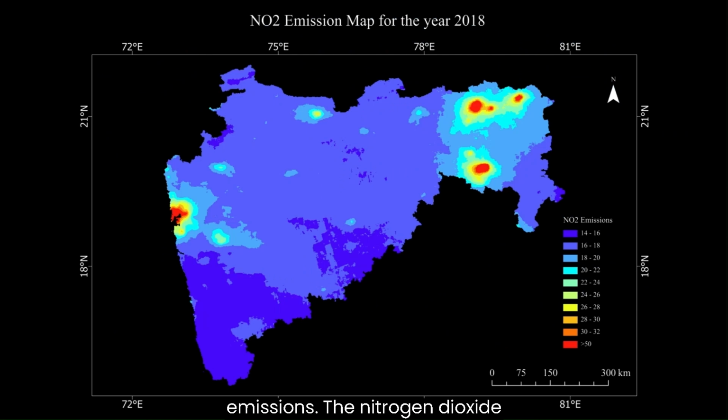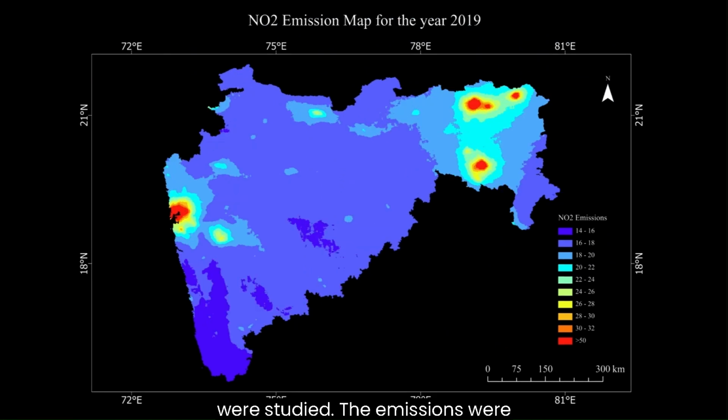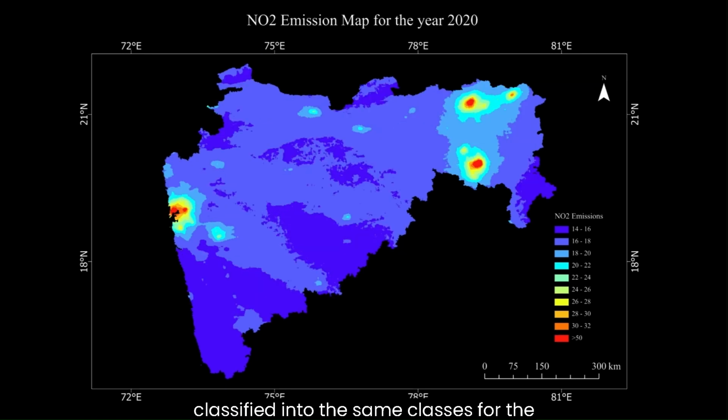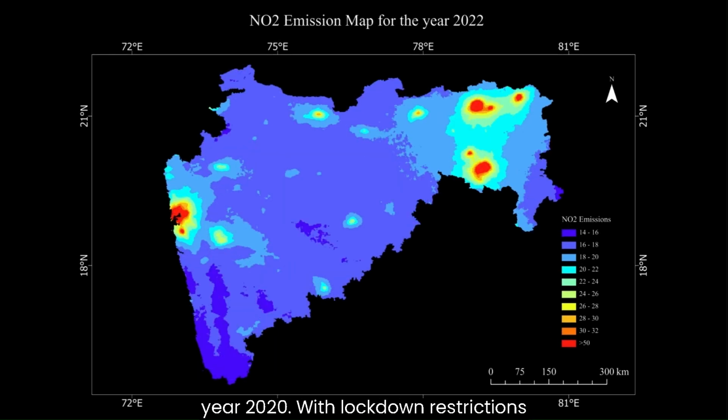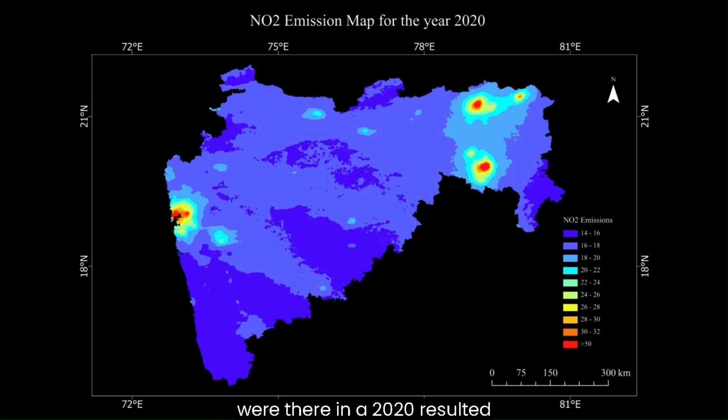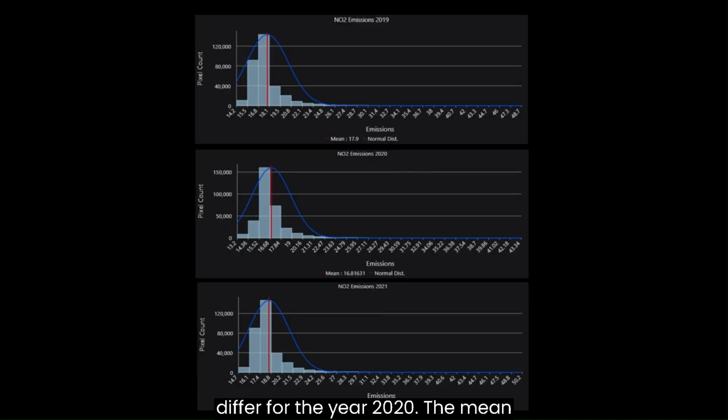The nitrogen dioxide emission from year 2018 to 2023 was studied. The emissions were classified into the same classes for the comparison. It is observed that emission level has significantly changed for the year 2020. The lockdown restrictions were there in 2020, resulting in lower emission. The dark blue color represents the lower emission that is observed over southern and eastern part of Maharashtra. The emission range and mean emission values also significantly differed for the year 2020.